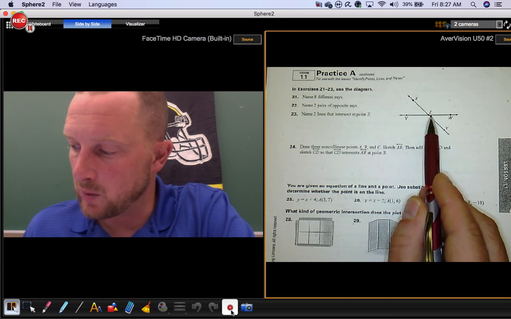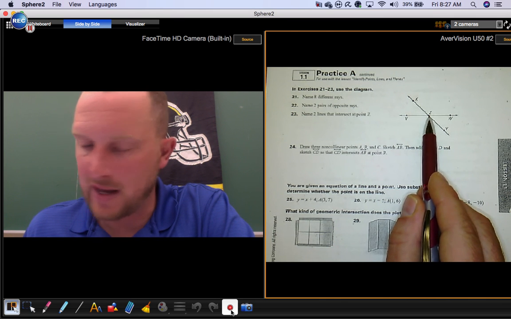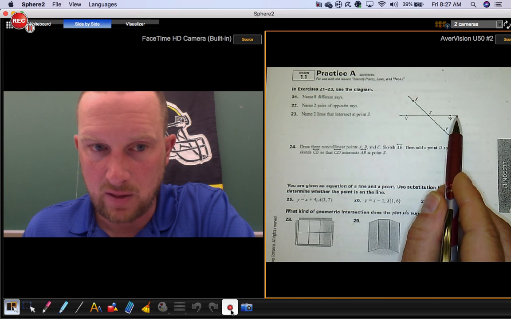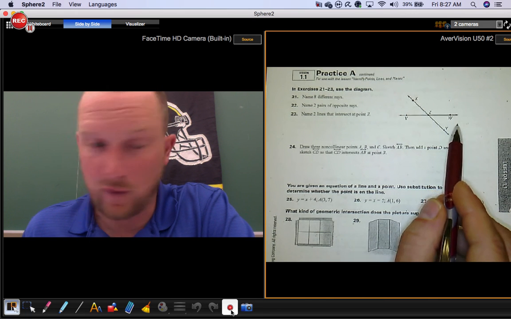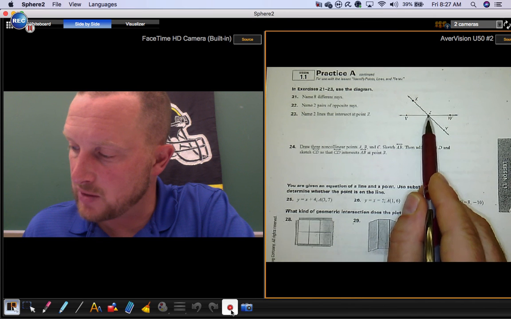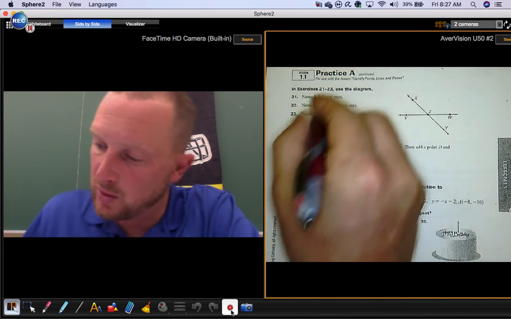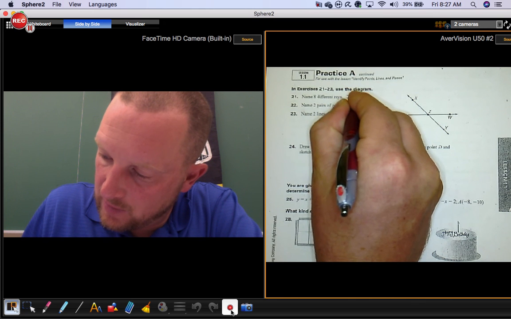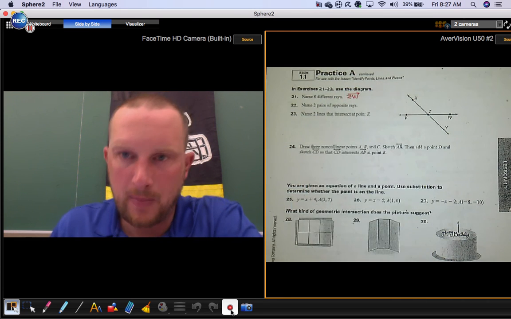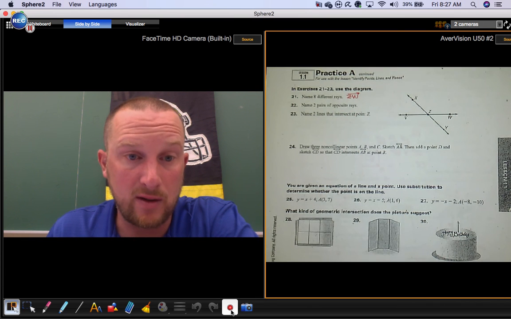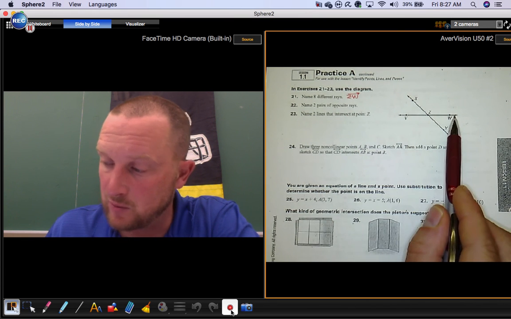Just remember, when you name a ray, whatever point you're starting at must be listed first, and you're going in the direction of the other point forever. So this ray right here, starting at Z and going towards W forever, we would name that ray ZW. And the way we write that looks like this. That's the shorthand notation for ray. You always point the arrowhead to the right. And that makes sense because our ray is going to the right.